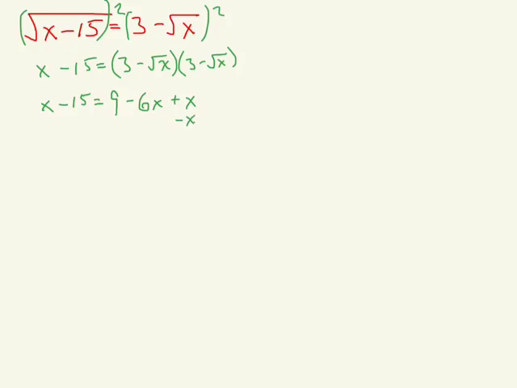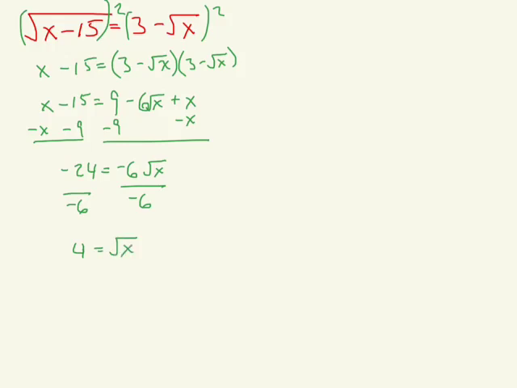Do some subtracting from both sides, and we should end up with a negative 24. Pardon me, I missed our square root in there. Equals a negative 6 square roots of x. We'll divide both sides by our negative 6. We'll get a 4 equals a square root of x. And if we square both sides, we find out that x is 16.